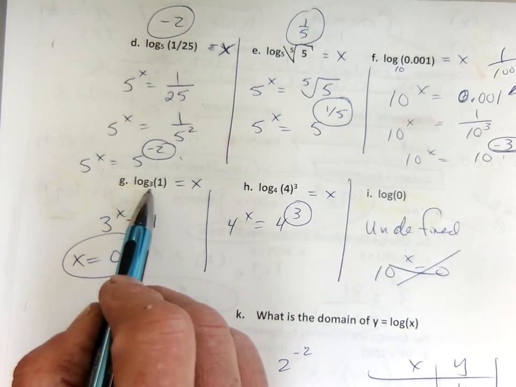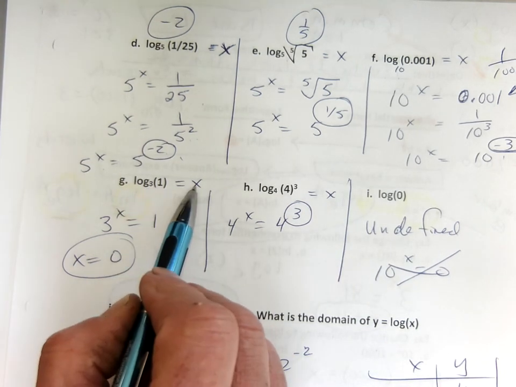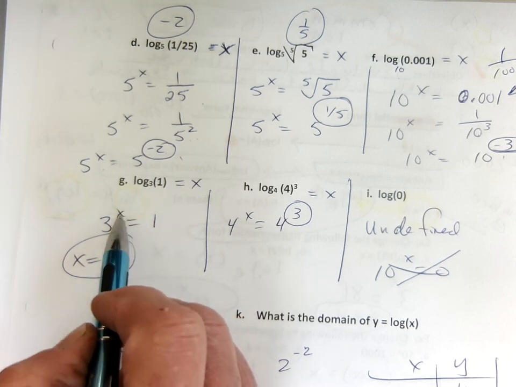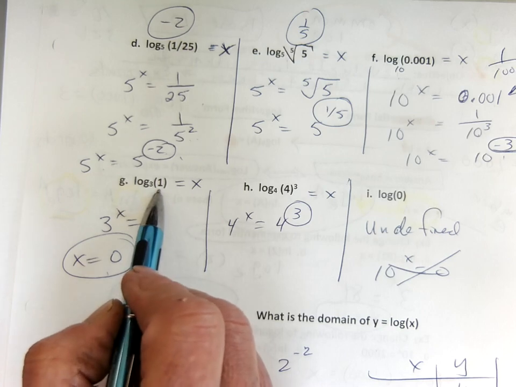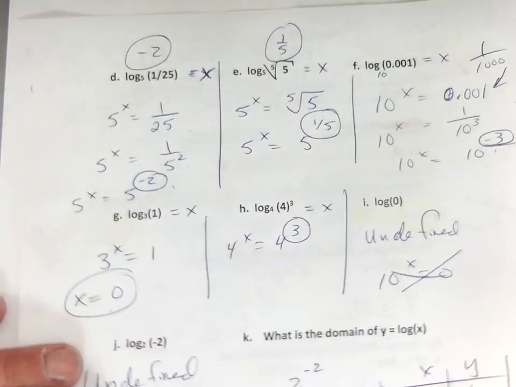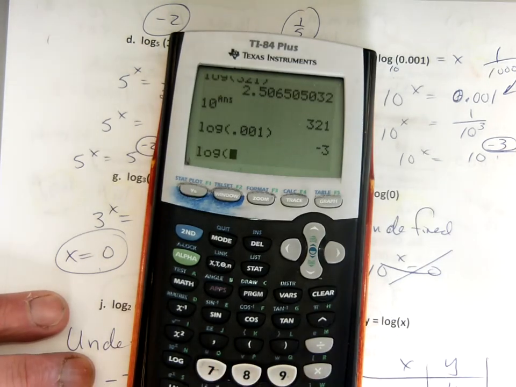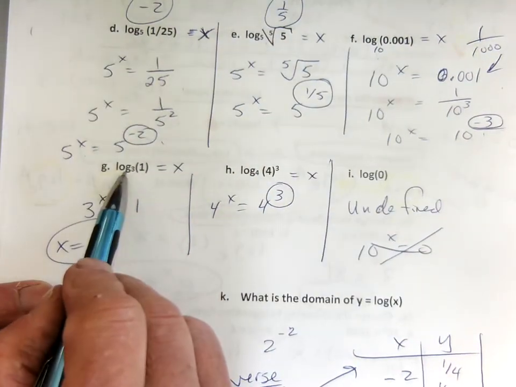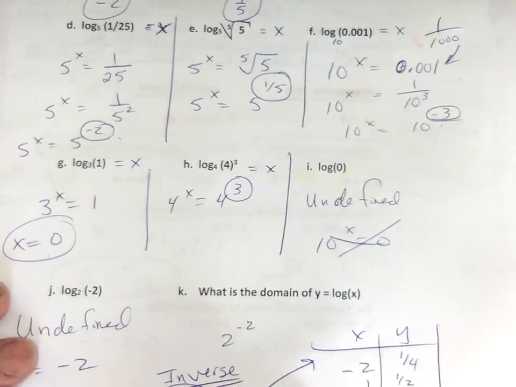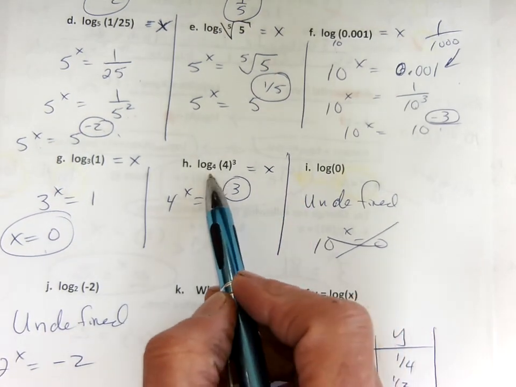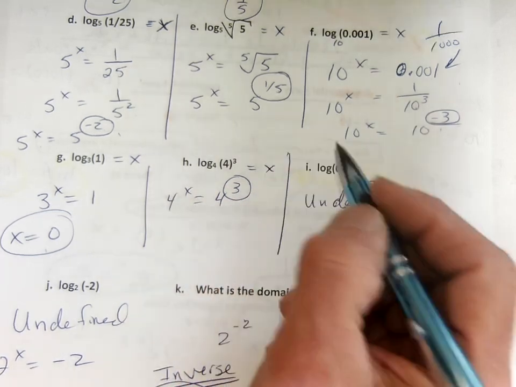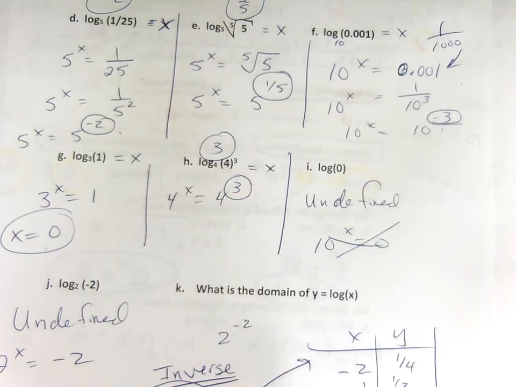G, log of base 3, so I went 3 to the x equals 1. Well, it's got to be 0. Anything to the 0 power is 1. So any log of 1, in fact, check it out, log of 1, just regular log, a log of 1 equals 0, and even natural log of 1 is 0. So any log of 1 is always equal to 0. Then this one, I just changed it to 4 to the x equals this, which is 4 to the third, so x has to equal 3, okay?